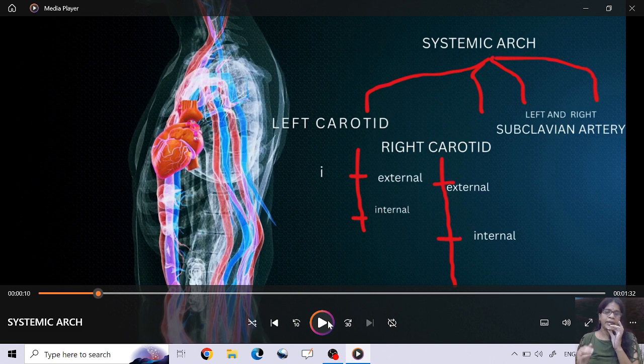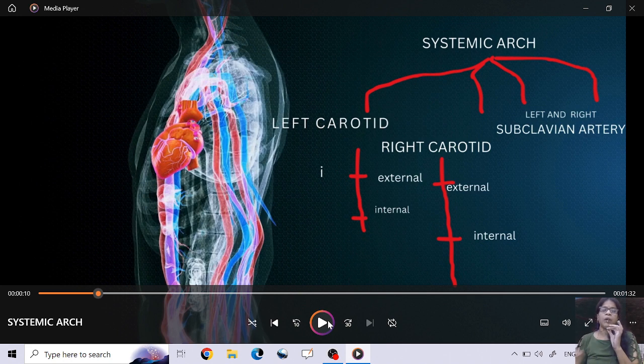So I told you these carotid arteries are again divided into the left carotid and the right carotid, right? And the left and right each is divided the same way into the internal carotid artery and the external carotid artery. The internal carotid arteries are meant for supplying blood to all the parts of your brain. And the external ones are meant for your salivary glands, your tongue, the jaw, the teeth, even the back of your neck, right?